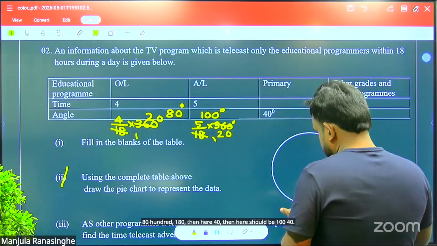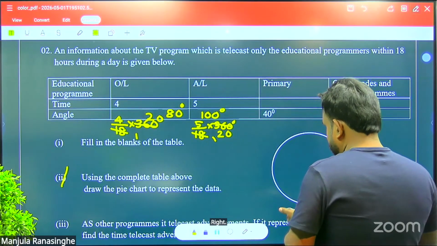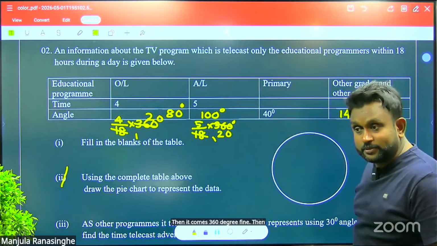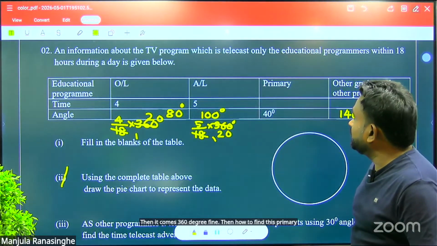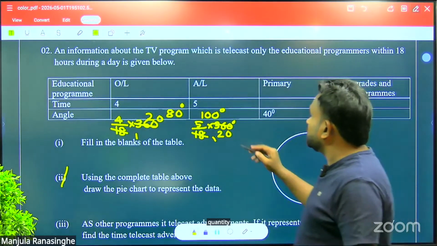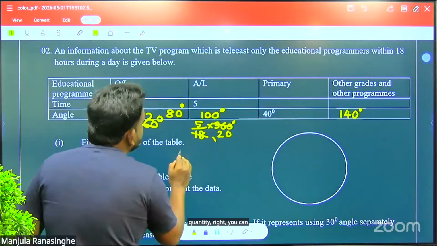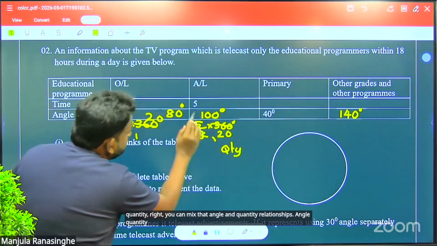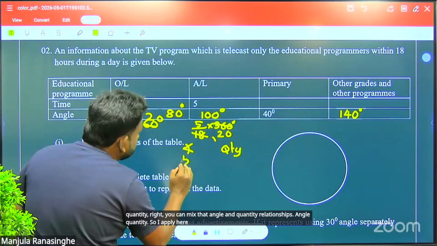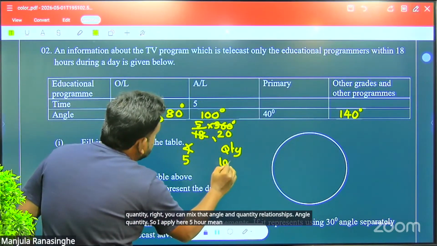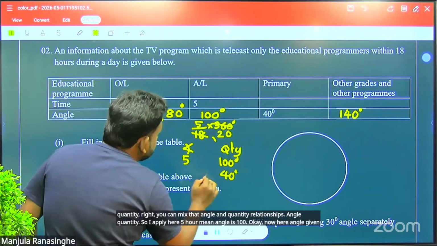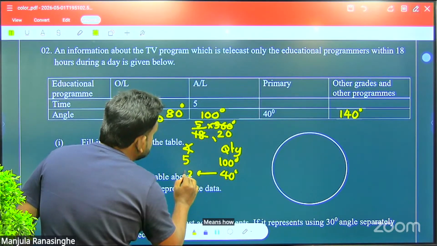Okay, right. Then it comes 360 degrees, fine. Then how to find this primary quantity? You can use the angle and quantity relationship. Angle, quantity. So I apply here: 5 hours means angle is 100. Now here the angle given is 40 degrees, means how many hours?